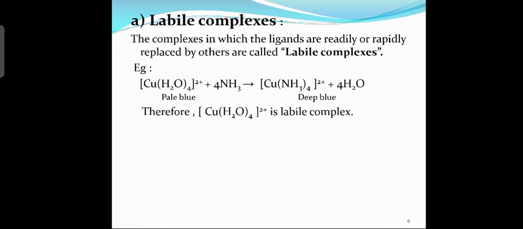Next slide. Which are called labile complexes? The complexes in which the ligands are readily or rapidly replaced by others are called labile complexes. Now, which is the example for that? [Cu(H2O)4]2+, which is pale blue in color, combines with 4 ammonia molecules, giving deep blue [Cu(NH3)4]2+ and 4 H2O. Therefore, [Cu(H2O)4]2+ is a labile complex.